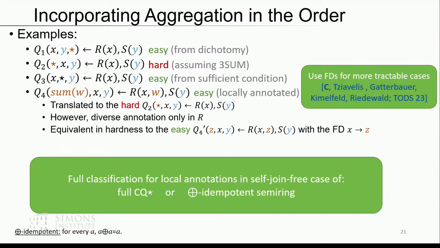Okay, so when we have local annotations, we have full characterization in some cases to know when these local annotations can be solved efficiently, and in the other cases they cannot. But maybe since I don't have a lot of time, I won't spend too much time on explaining this.